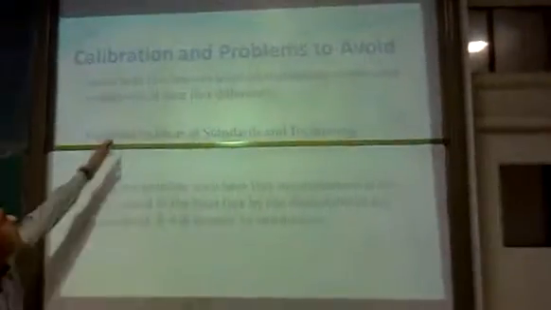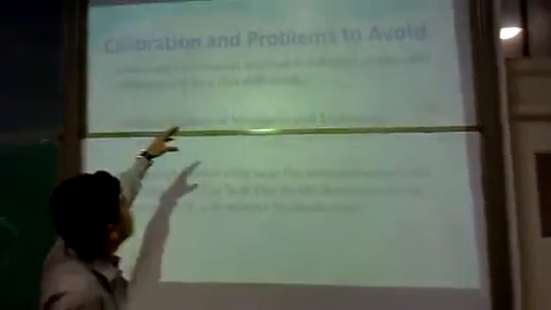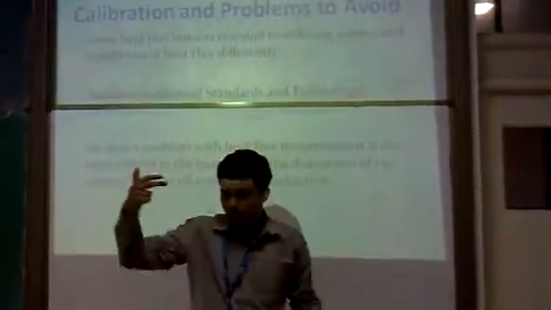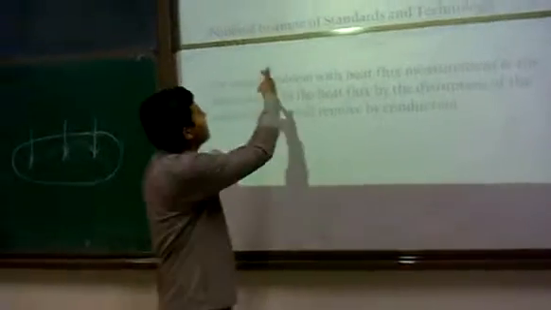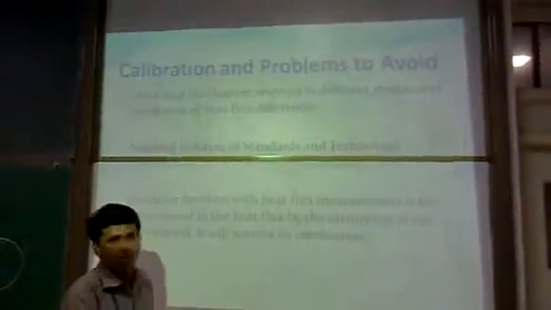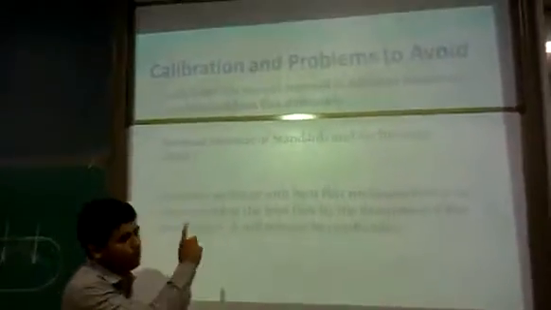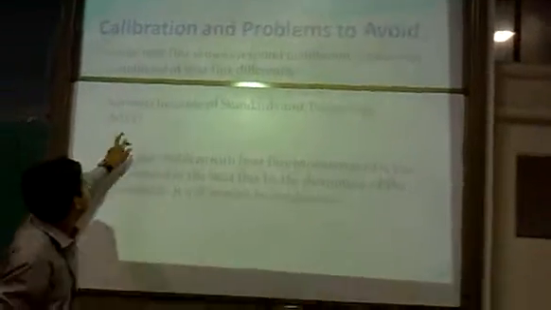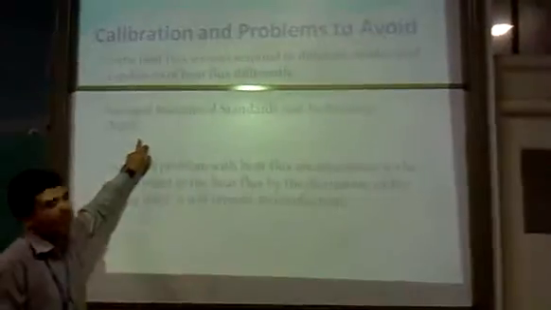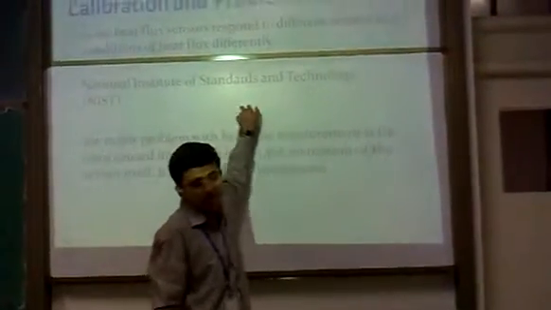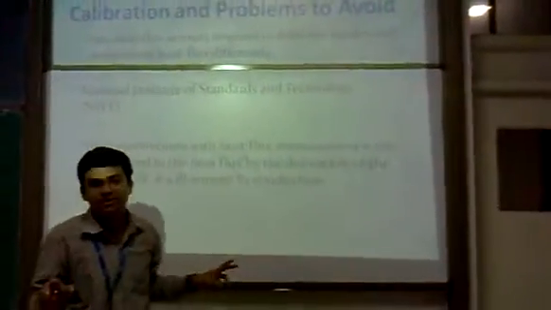The next is calibration and problems to avoid. Some heat flux sensors respond to different modes and conditions of heat flux differently. We know that the conditions for a soil or wall or a human body are different, and there are different types of sensor available for this. So the calibration of the heat flux sensor and avoidance of that problem is necessary. One organization is NIST, the National Institute of Standards and Technology. This organization is designed to calibrate all types of heat flux sensors.